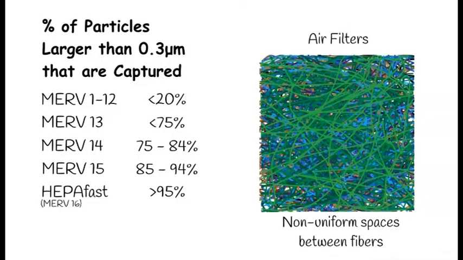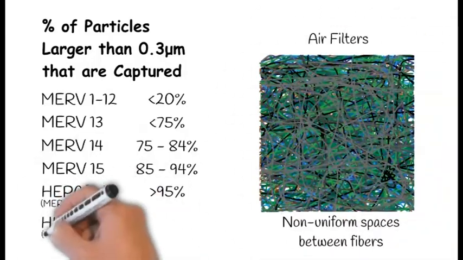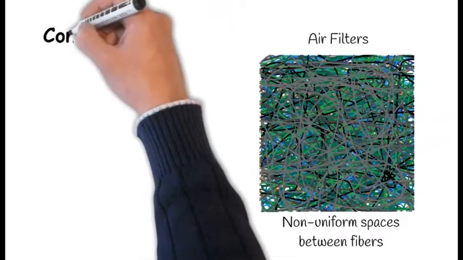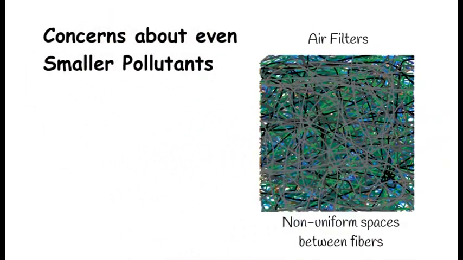The next level of filter cleaning efficiency is a HEPA filter. A HEPA filter can clean 99.97% of particles larger than 0.3 microns. For many years, HEPA was the ultimate level of air filtration that was available commercially. Since around the turn of the century, there have been increasing concerns about even smaller pollutants.